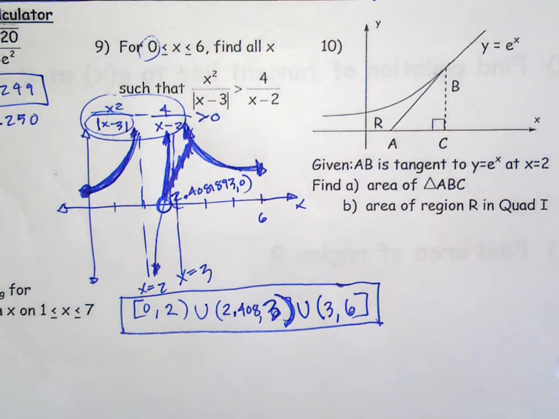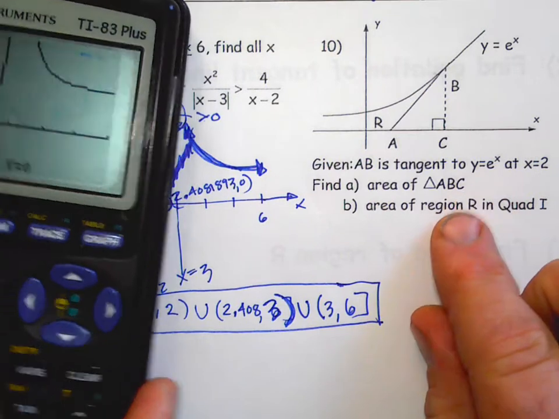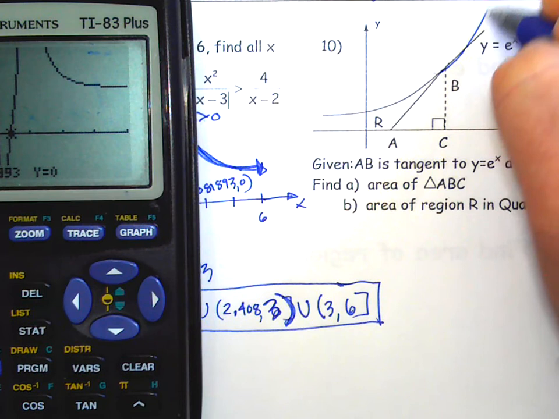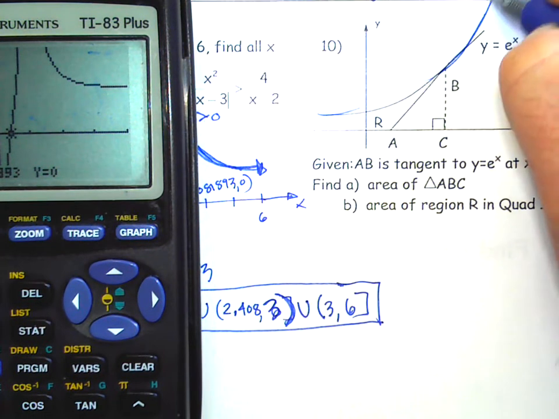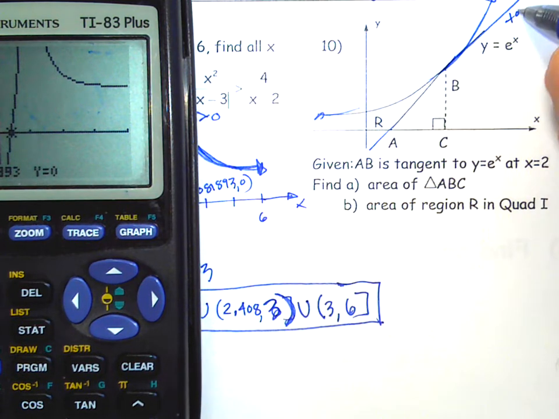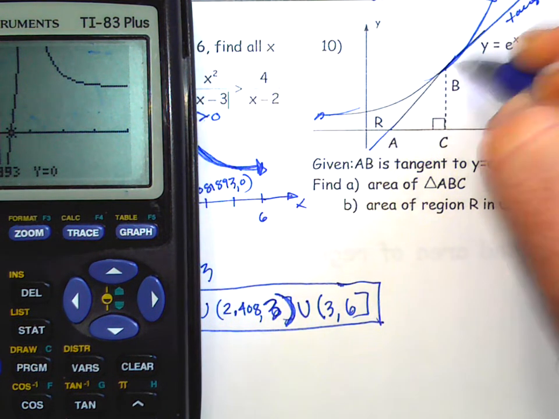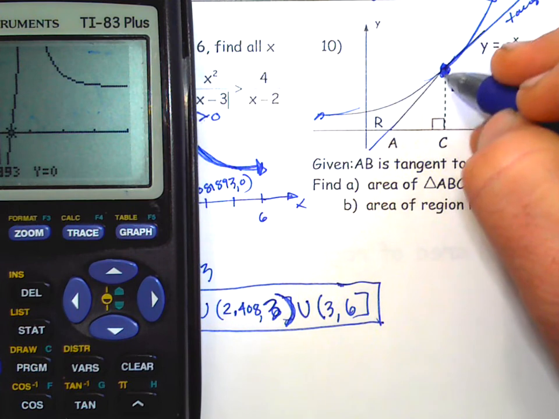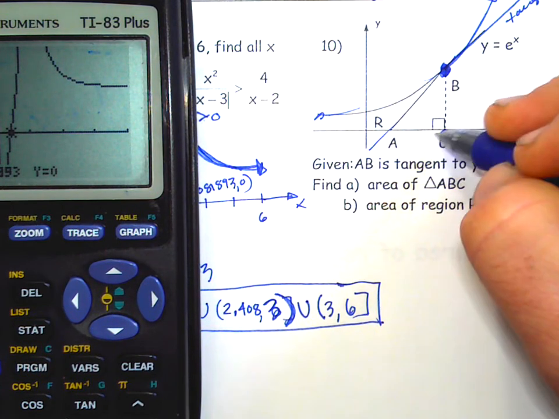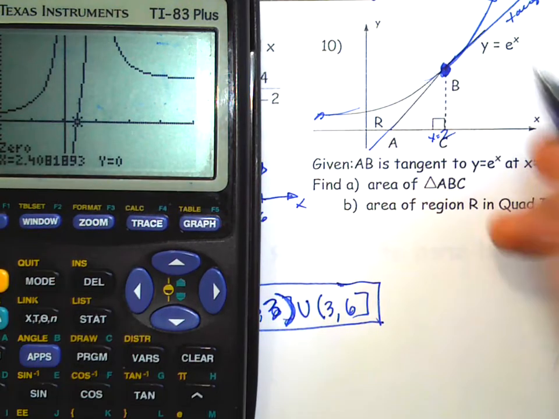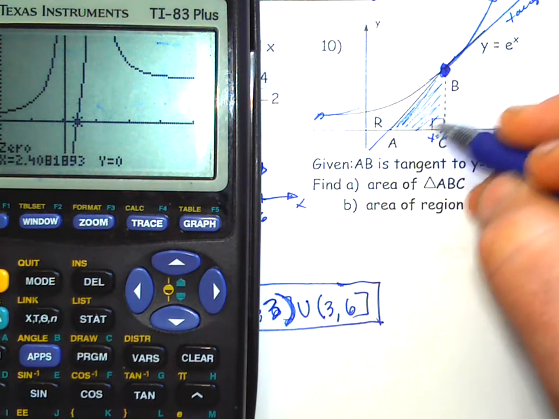Number 10, AB is a tangent line. Find the area. So we have the tangent line. e to the x looks like this, right? That's e to the x. It's an exponential graph. And we have a tangent line right here, right? Tangent line, it's a curve. And it says that x equals 2. So I guess that's this point right here, x equals 2.